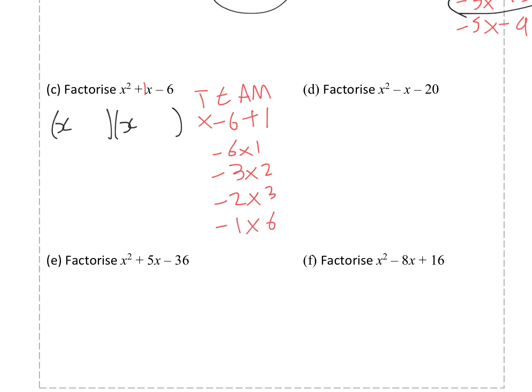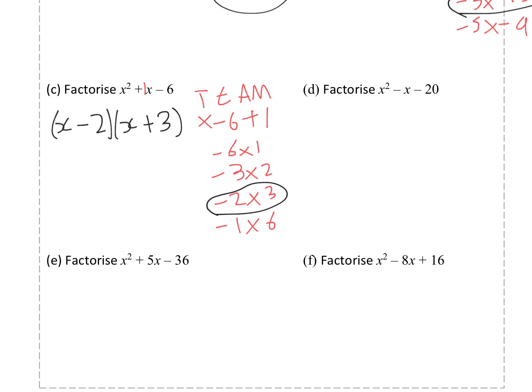Which ones add to give 1? Be very careful because 1 and minus 1 are very close, but they're not the same thing. We need a positive 1 when we add them, so we choose these two. Minus 2 plus 3 would give positive 1. So we put minus 2 in, and positive 3.